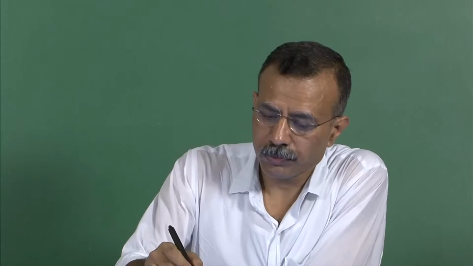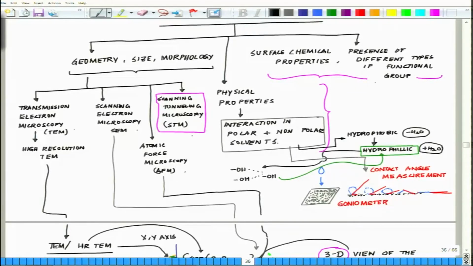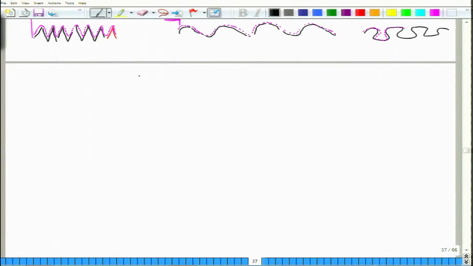Now, after this, we move on to the surface chemical properties. The major surface chemical property, which is used in all surface analysis, is called XPS, which is essentially X-ray photoelectron spectroscopy.